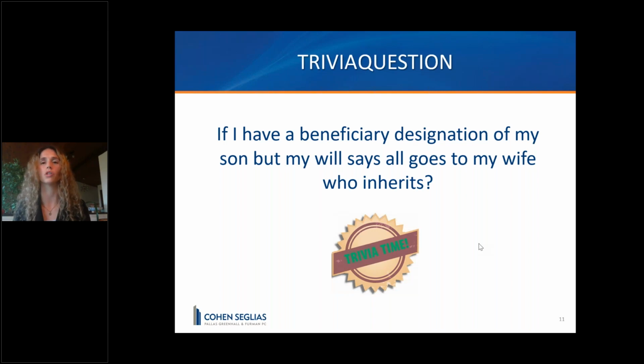If I put a beneficiary designation on my retirement account, let's say my 401k that I hold here at Cohen Seglias, the law firm that I work for, and I put that beneficiary on as my son, and I said everything else goes to my wife, Whitney, where are those assets going to go? The assets are going to go to my son.